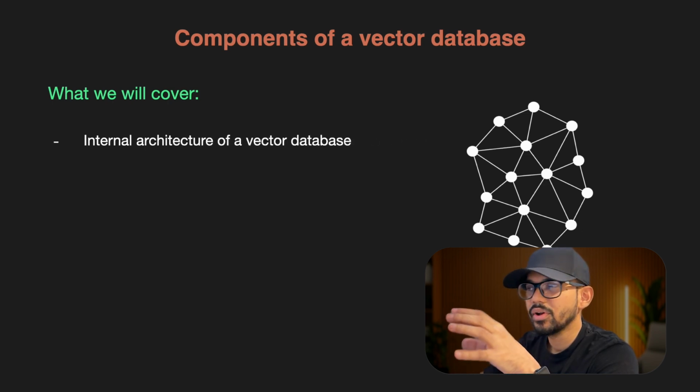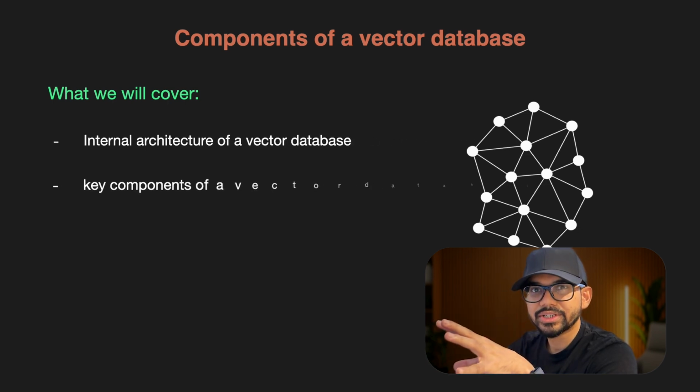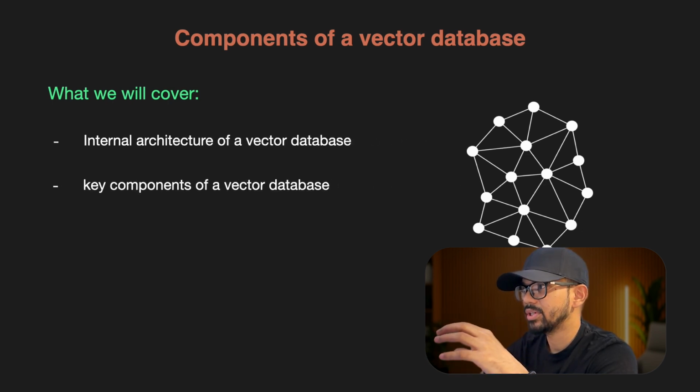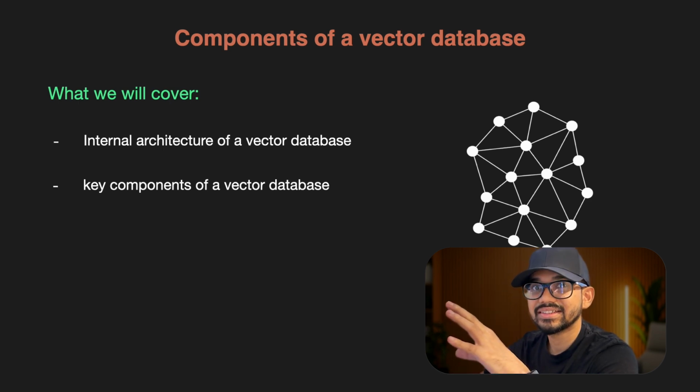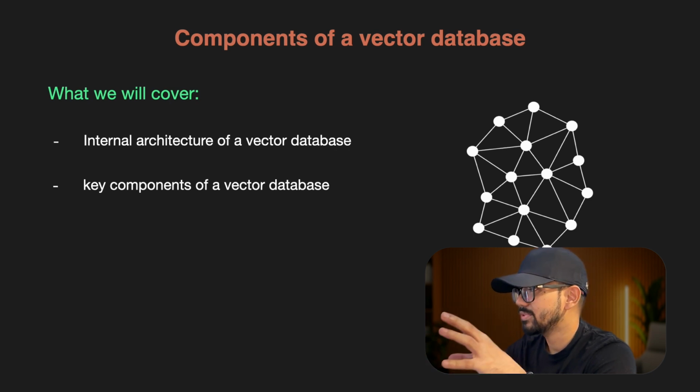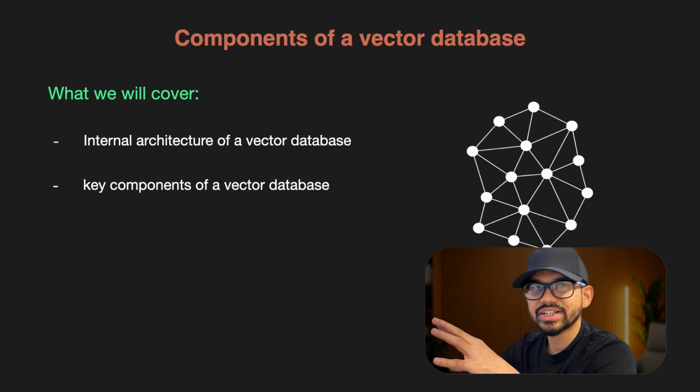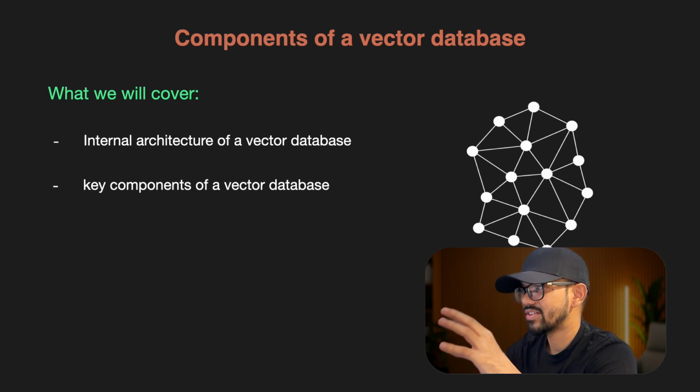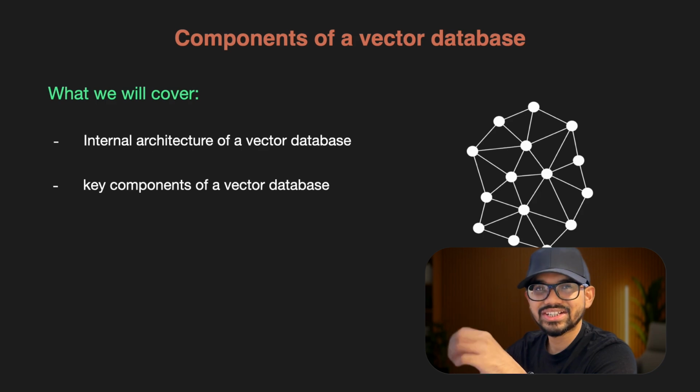In this video, we will explore the key components of a vector database, and we'll also see how these components work together to make the similarity search extremely fast and scalable. So by the end of this lecture, you will have a solid understanding of how a vector database stores, indexes, and retrieves high-dimensional vector embeddings efficiently. So without wasting any time, let's dive in.